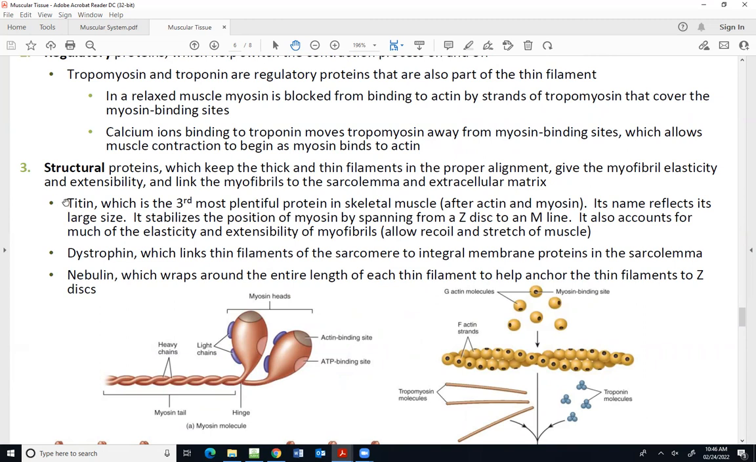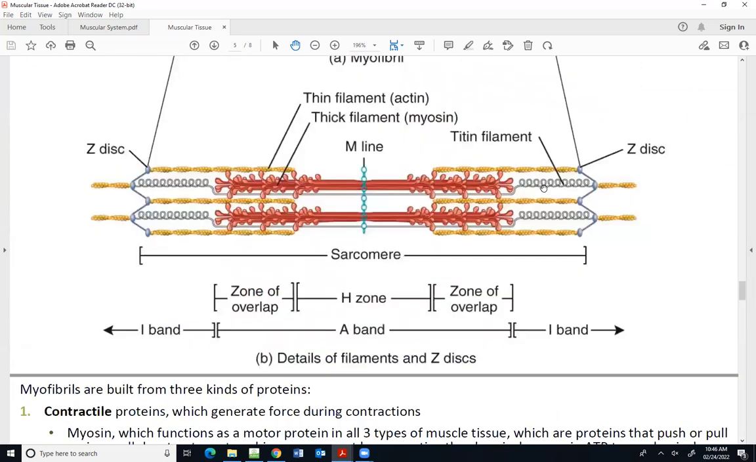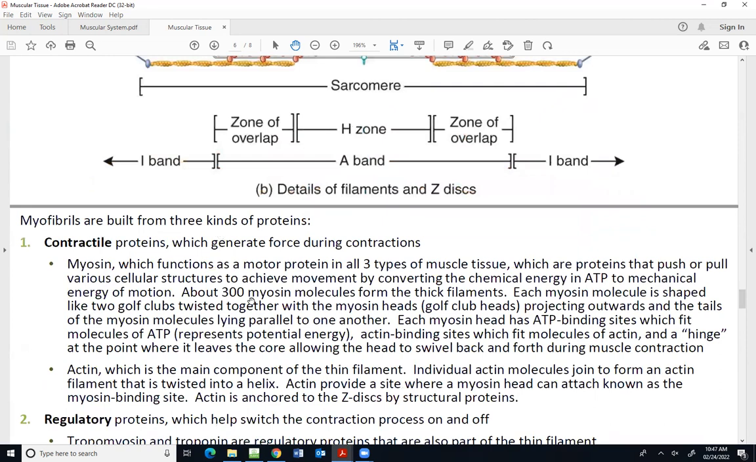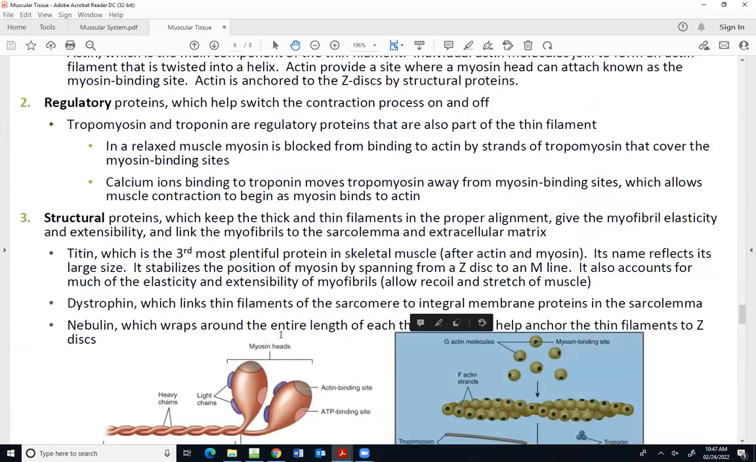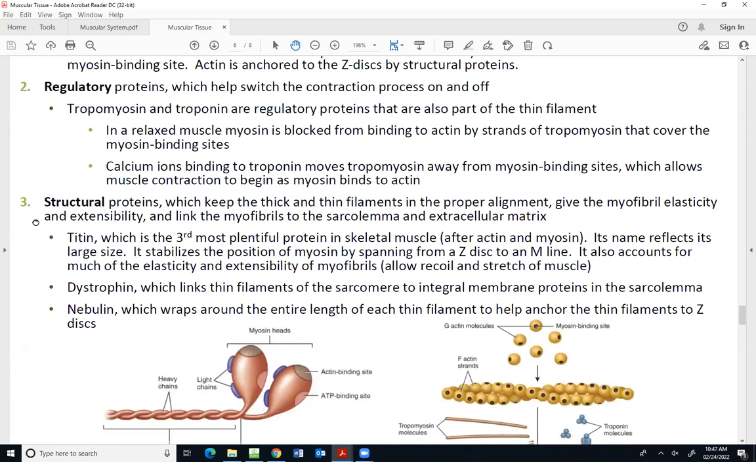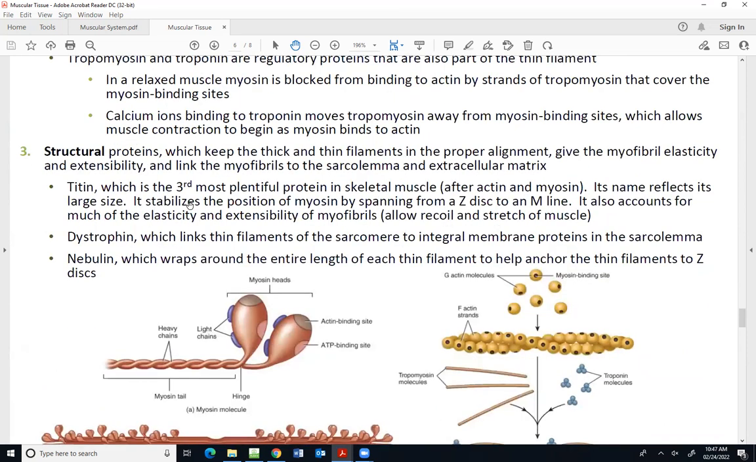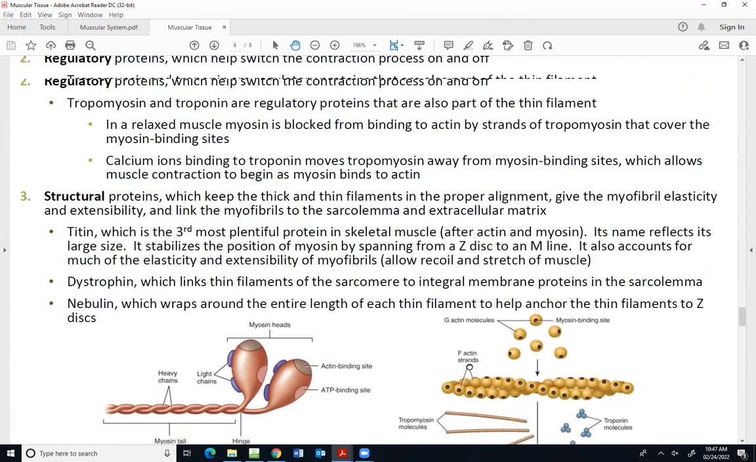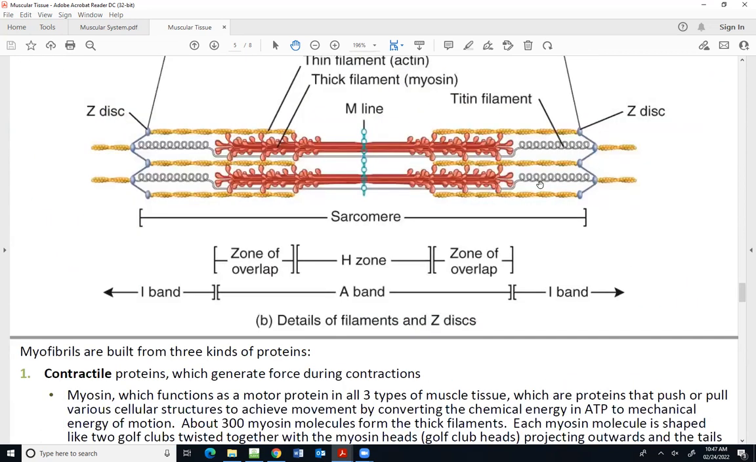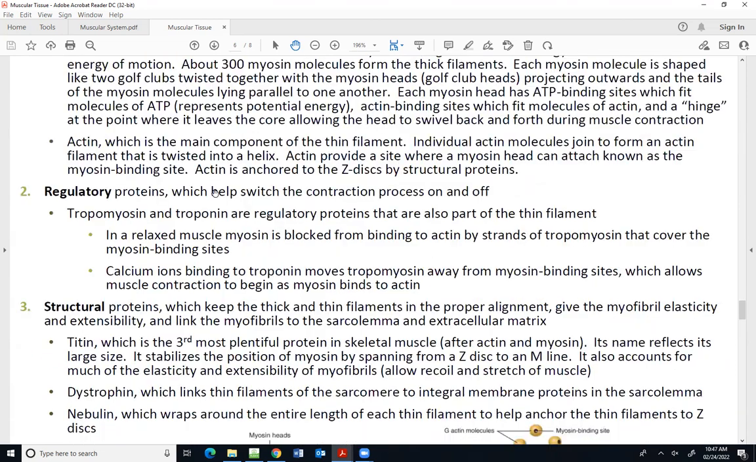The first one, which is the third most plentiful protein in our entire skeletal muscle, is titin, and that's what was shown on the previous page. It looks kind of like a coil or a slinky. Titin gets its name for its really big size. But its job, and I would highlight this, is to stabilize the position of myosin by spanning from a Z disc to an M line. So basically, it runs from the Z disc all the way to the M line and helps hold the thick filaments in place.